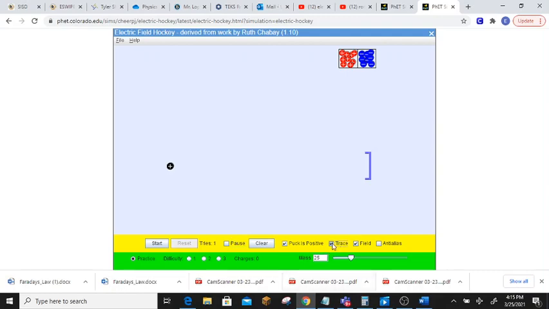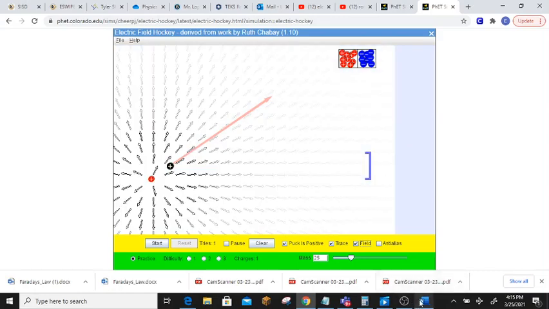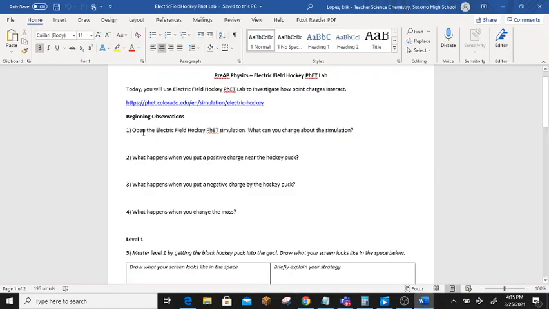Here you have a charge that's positive, and other charges that are positive and negative. I would suggest that you click these on, the trace and the field. What you want to do is try to get that to the little goal, right? If you look at the questions, what can you change about the simulation? You can change the charges, you can add charges, you can take them away.